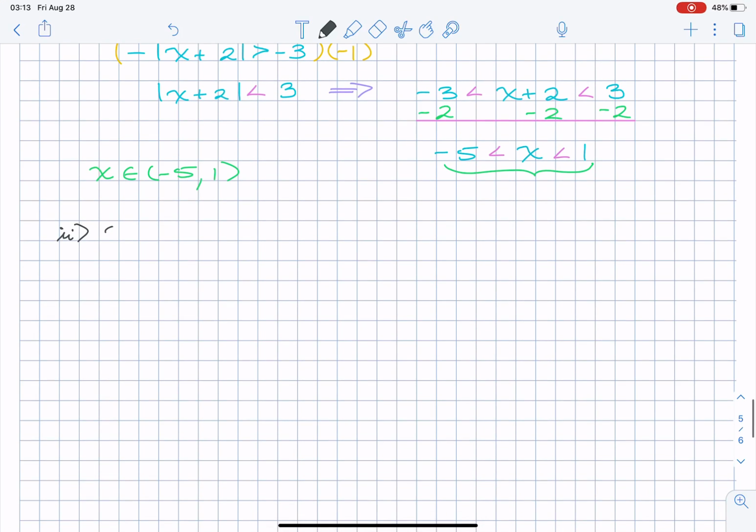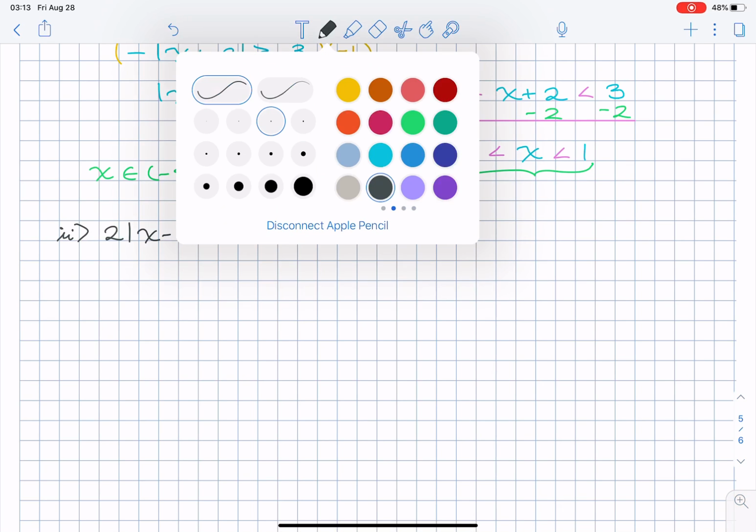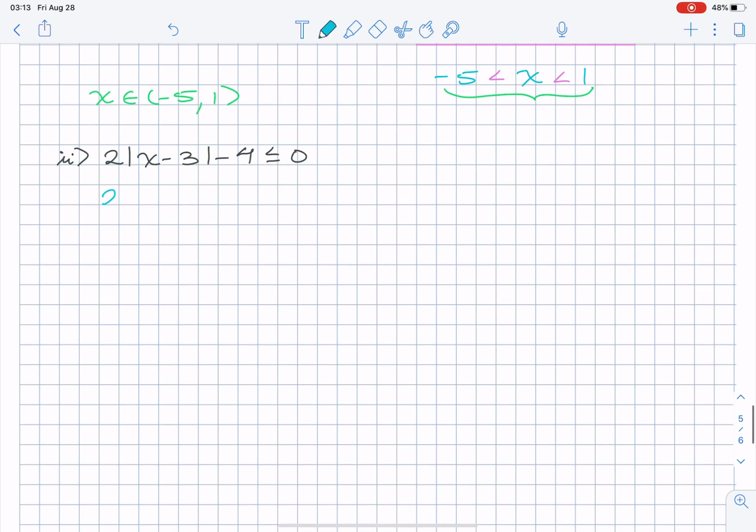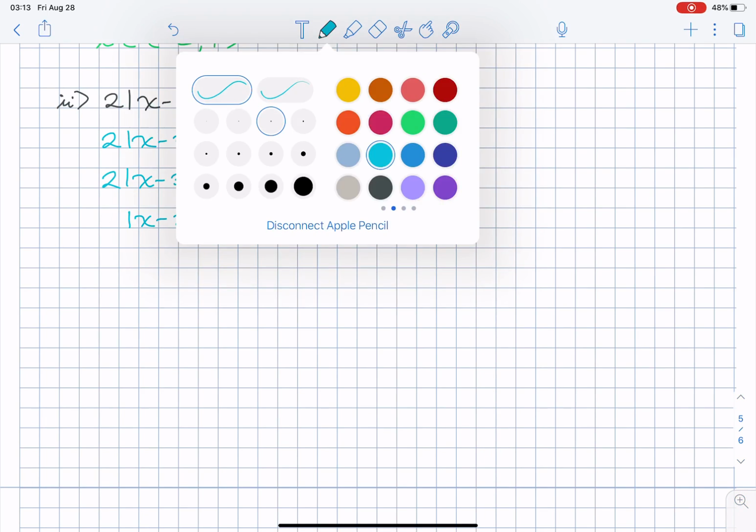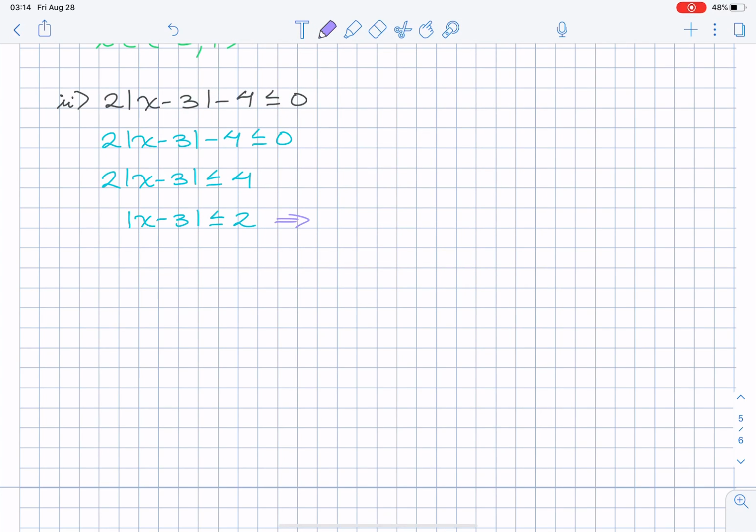Okay, so number 2, let's say we have 2 times the absolute value of x minus 3, minus 4, is less than or equal to 0. Okay, so we have 2 times the absolute value of x minus 3, from which we're subtracting 4, is less than or equal to 0. Let's add 4. So 2 times the absolute value of x minus 3 is less than or equal to 4. Now let's divide by 2. Now 2 is not negative, so we just keep the inequality the same. So once we're here, there's no negatives, no need to worry.